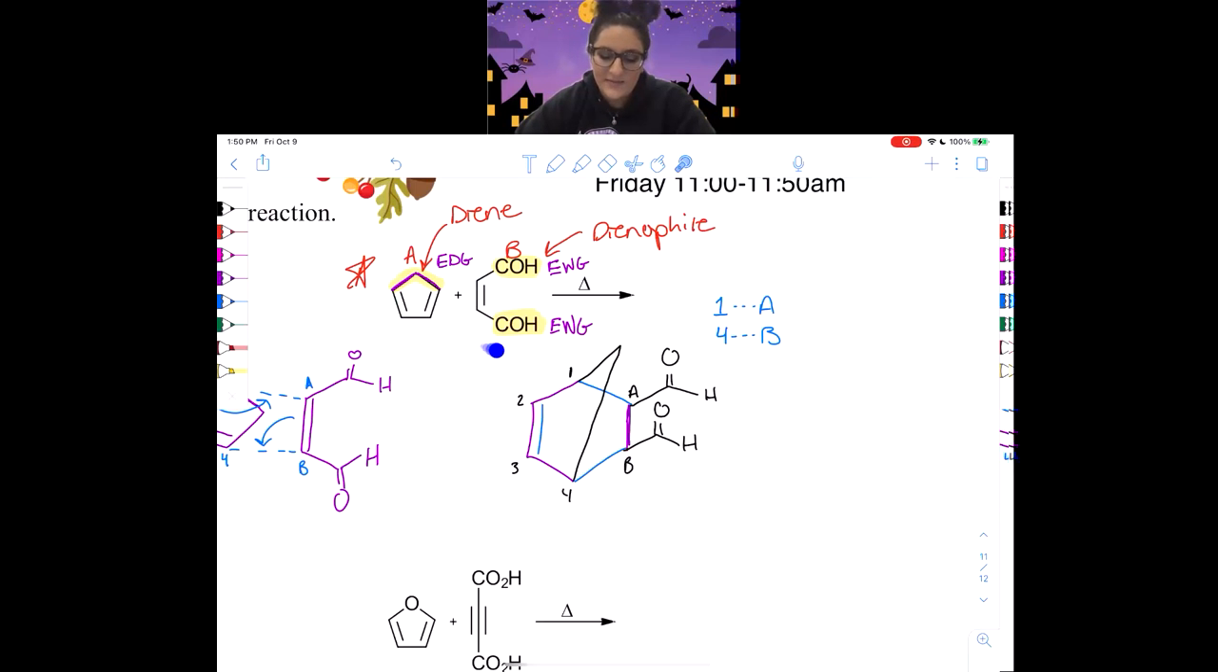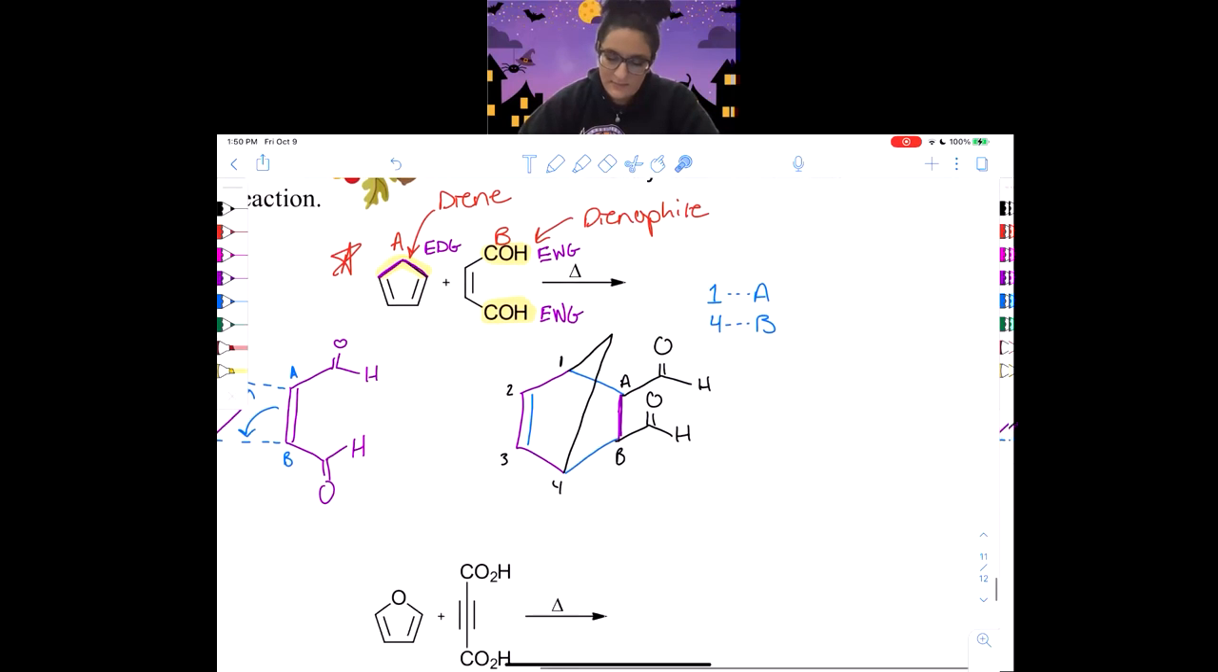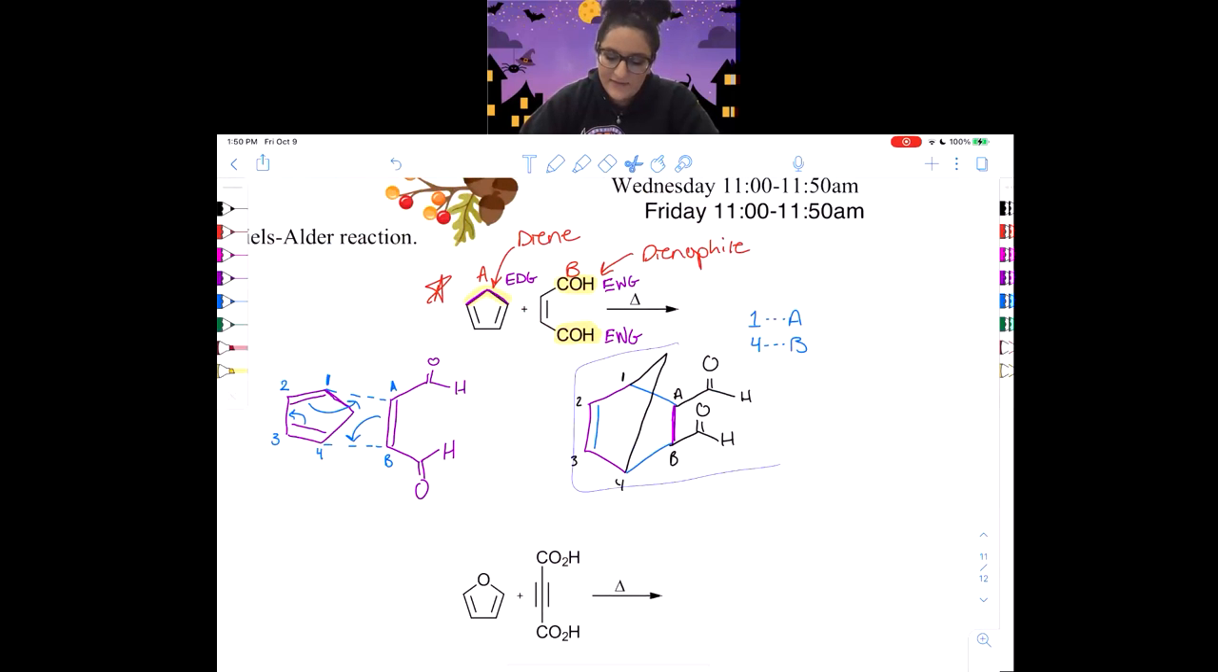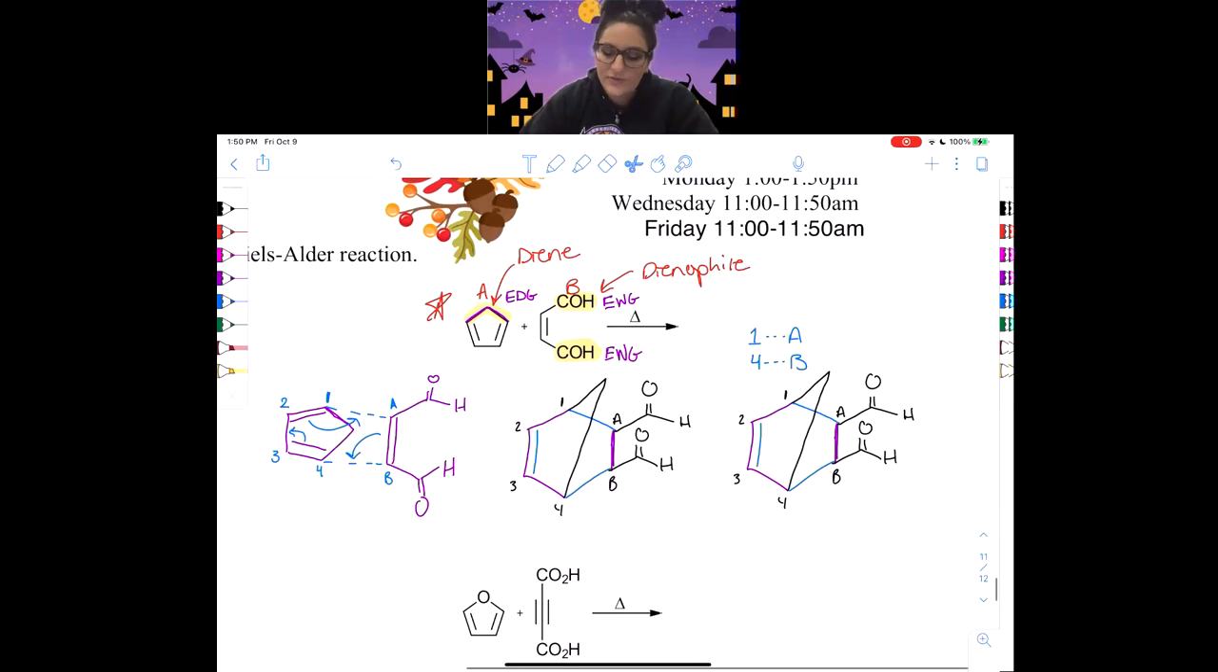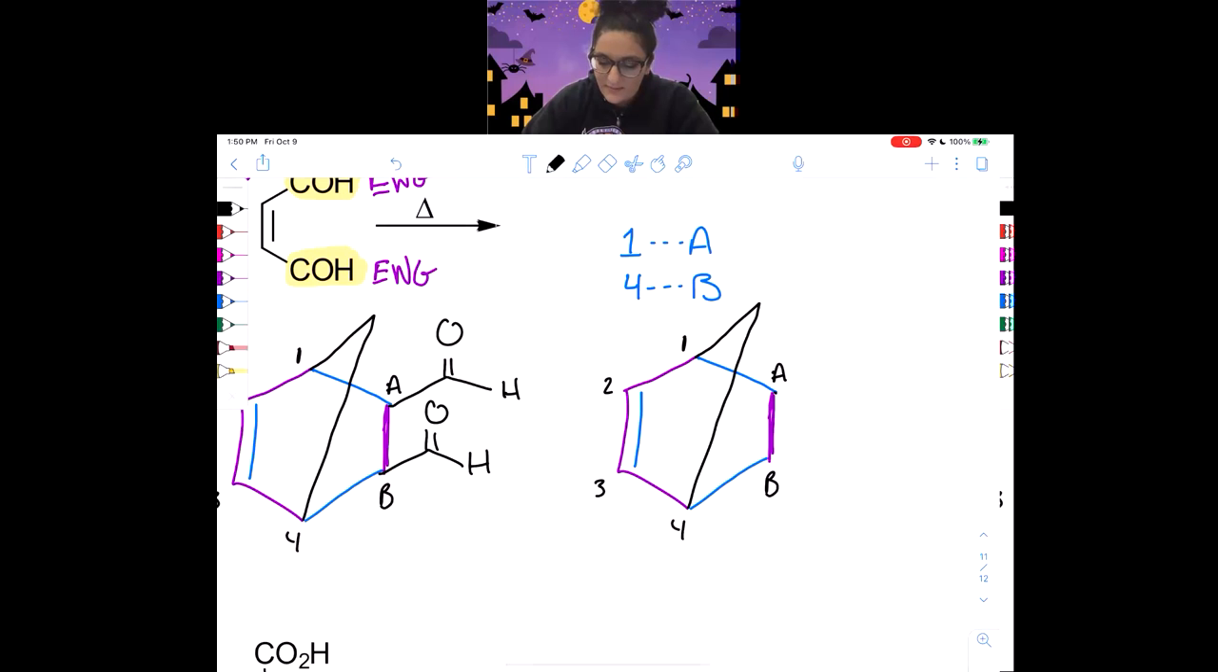But what did we say about the configuration of the dienophile? It has to stay the same, exactly. So it was cis here or Z, and so that means they have to either be both pointed up or both pointed down. And we actually have special names for when it's pointed up versus when it's pointed down. While I draw the other answer, does anyone know what those names are?